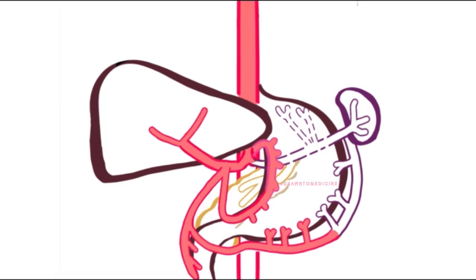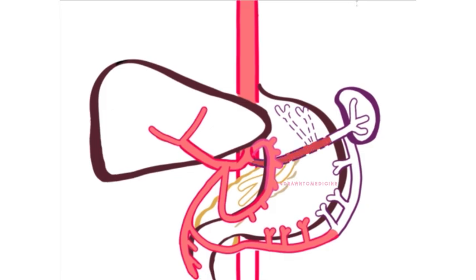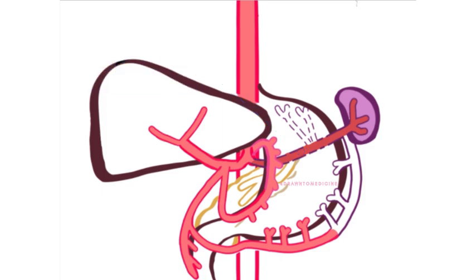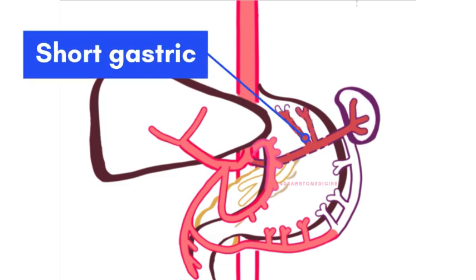So now let's discuss the final remaining branch of the celiac trunk, which is the splenic branch, which is going to supply the spleen. And as it's doing so, it's also going to give out a few other branches. Oh, also, I've denoted the splenic branch as a dashed line to show that it's going behind the stomach. Anyway, the splenic branch gives out a few other branches, which include these tiny little short gastric arteries.